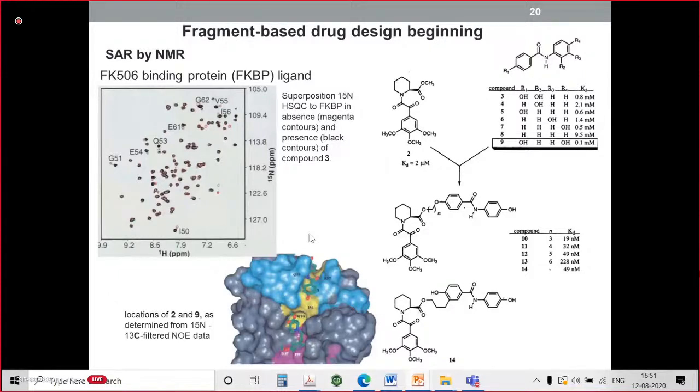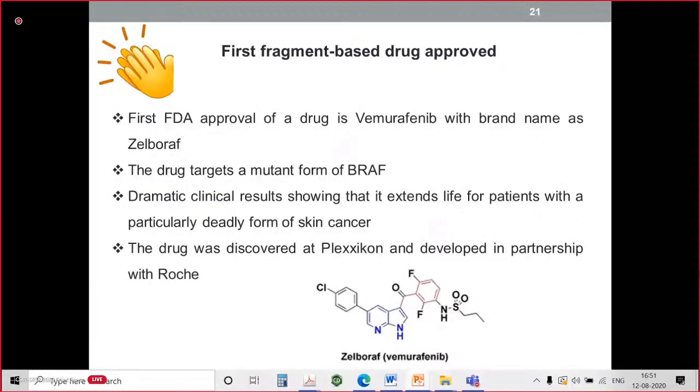So this is how NMR led to the discovery of the new FK binding protein ligand, which is showing good nanomolar activity and is now under clinical trial as an immunosuppressant.